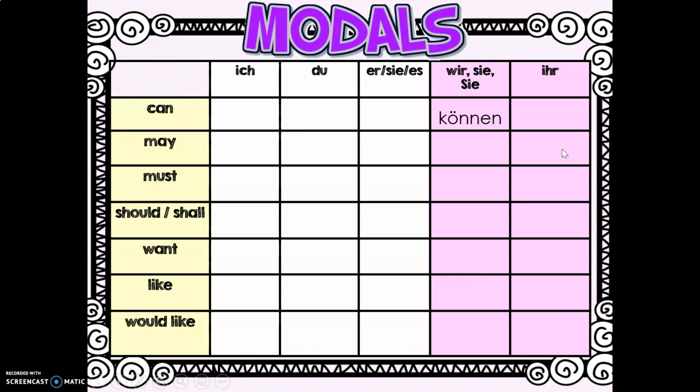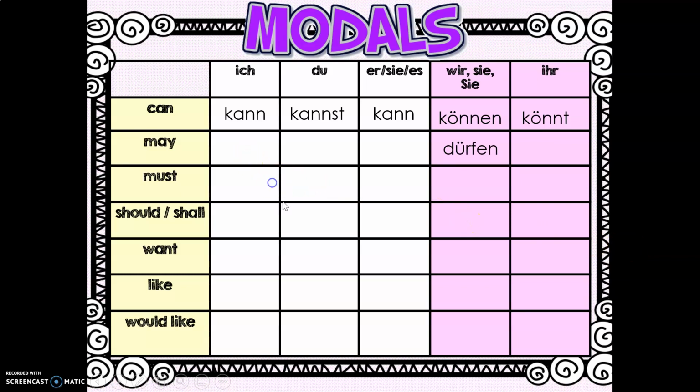Können is the infinitive, and its modal pair is kann. Können, kann. Notice the ich form and the er/sie/es form will always match with no ending. And the du form adds the st, kannst. Just like all verbs, the ihr form looks like the infinitive except with a t ending, könnt.